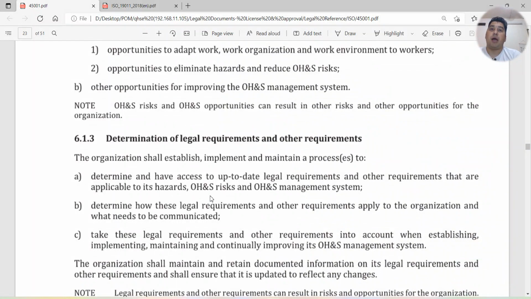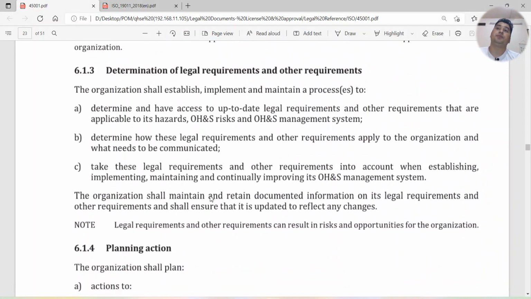Now, determination of legal requirements and other requirements. So when you are conducting the risk assessment, you have to consider the legal requirements and other requirements also. The organization shall establish, implement, and maintain a process to determine and have access to up-to-date legal requirements and other requirements that are applicable to its hazards, occupational health and safety risk, and management system. What you can do, you can maintain a legal register.